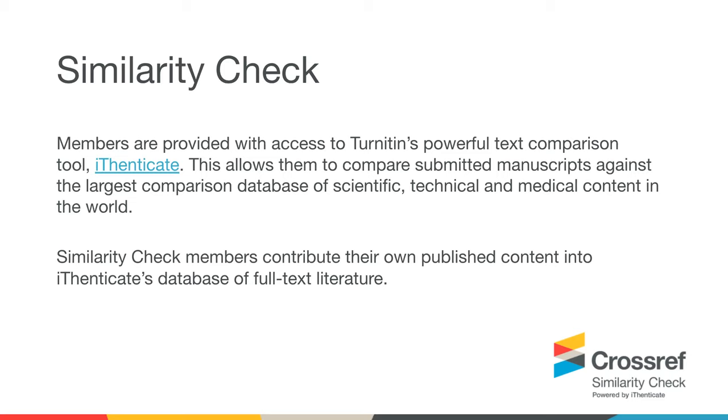Similarity Check members have a vastly reduced fee for the use of Authenticate, because in turn, they contribute their own published content into Turnitin's database of full text literature. This means that as the number of Similarity Check members grow, so does the size of the Authenticate content database. And with more content in the database, obviously, you're comparing against many, many more documents, and that gives you much greater peace of mind if you're looking to determine a manuscript's originality.